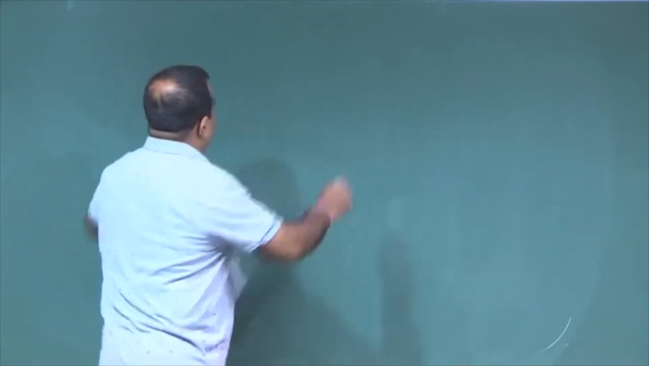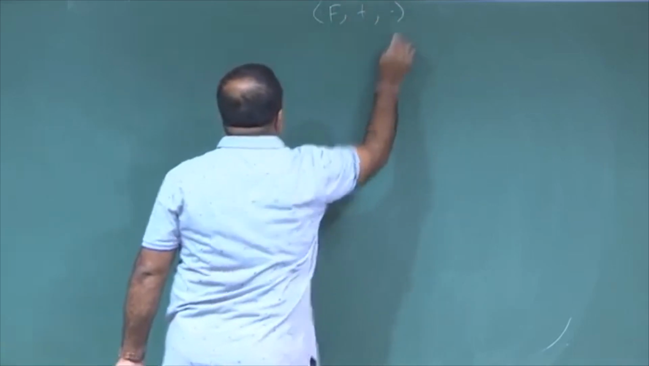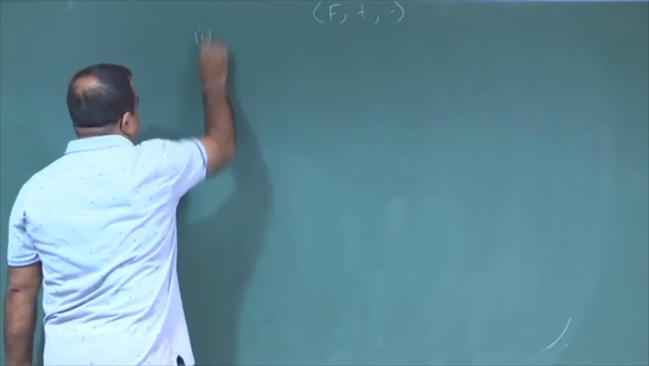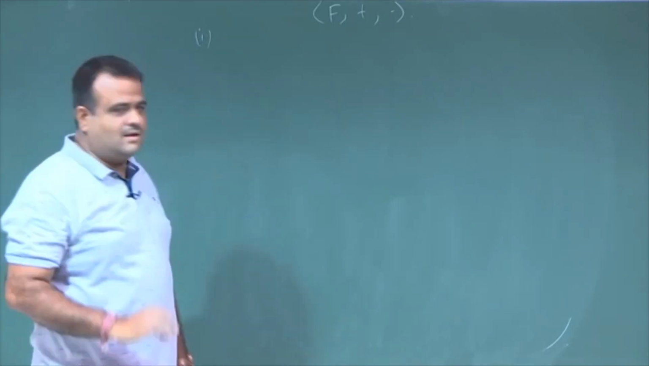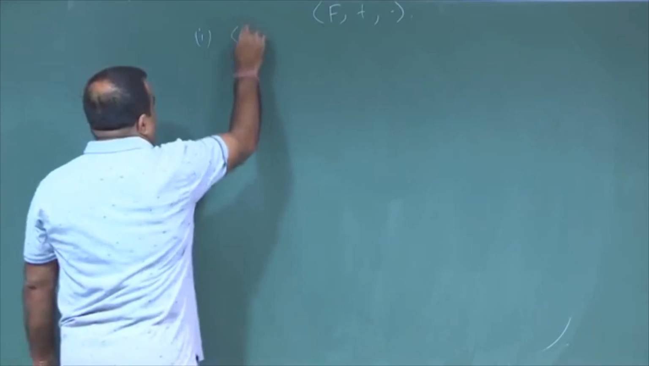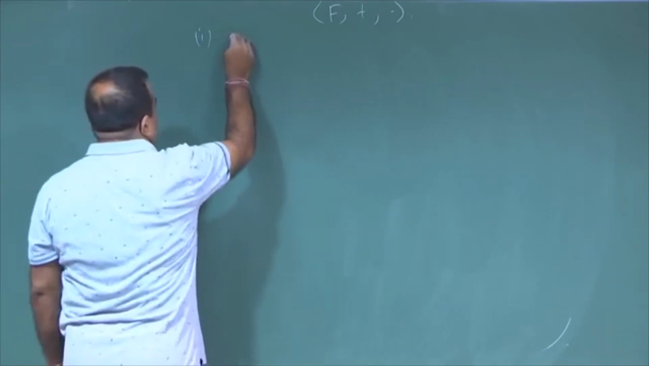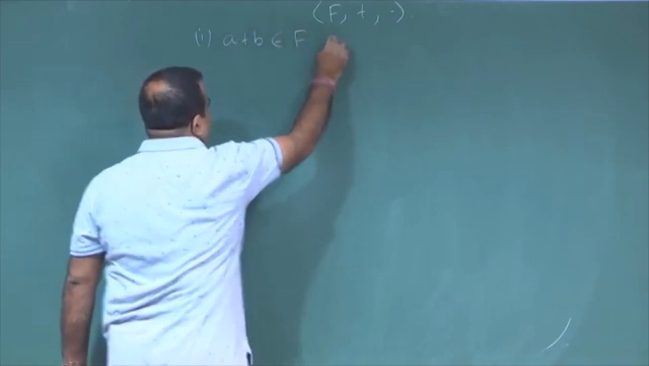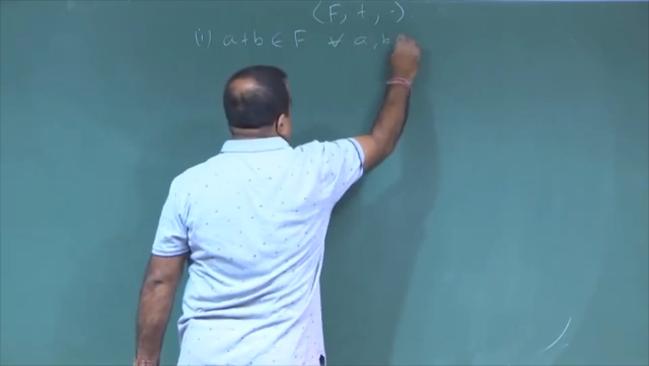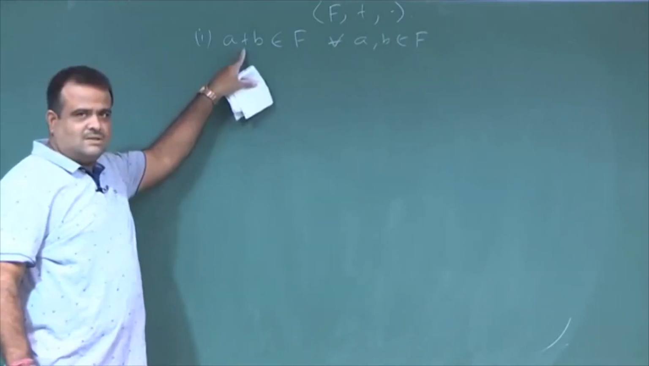So, we have this set F. So, let us just jot down the property when it is a field. So, first of all it has to be a ring. Okay, let me just write all the operations. So, a + b must belong to F, for all a, b belonging to F. This is the closure property of this plus.